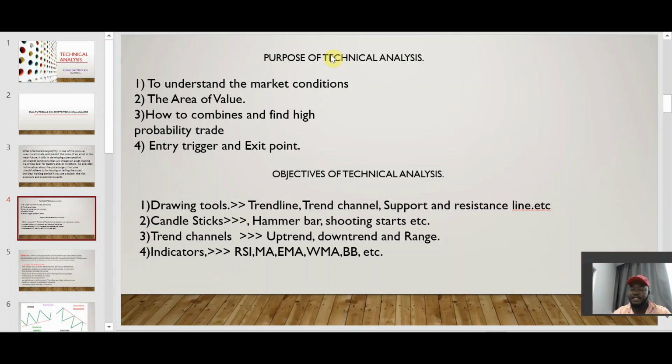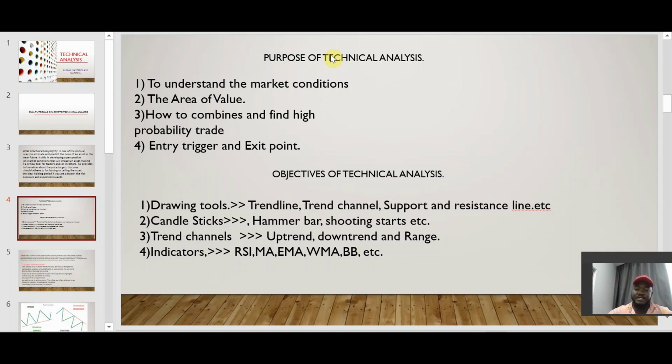To understand the market condition, whether it's in a bull or whether it's in a bear, what to do or what not to do. The area of value: where is the area of value? Where are the sellers concentrated? Where are the buyers much on? Have the buyers taken hold of the market in this area, or have the sellers taken hold of the market in this area?